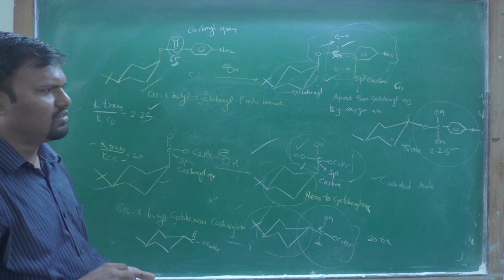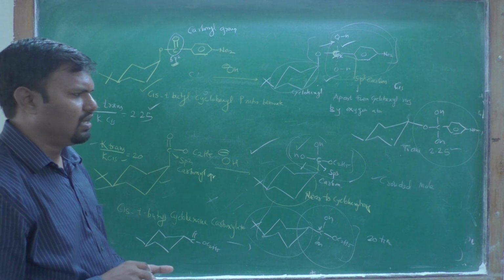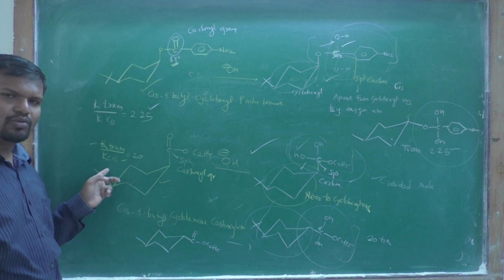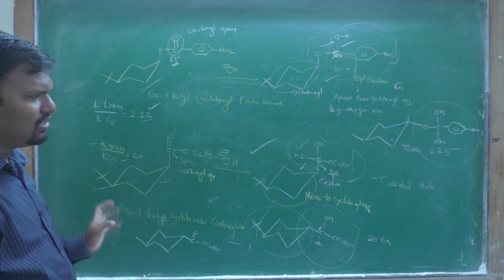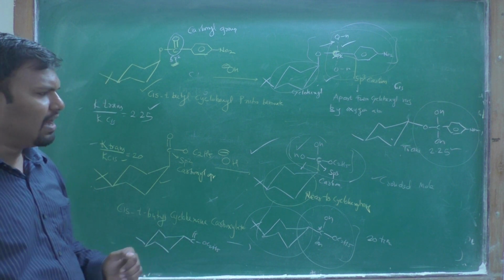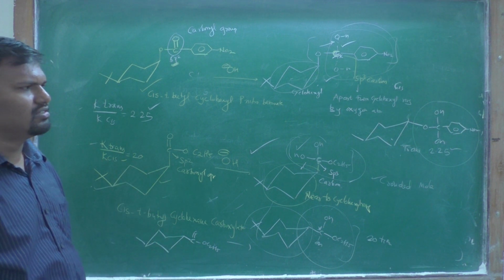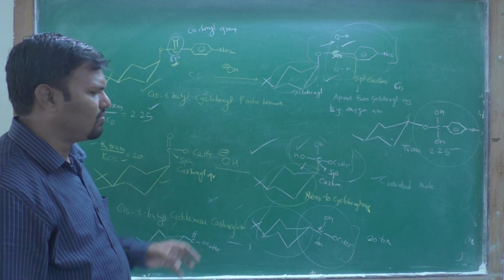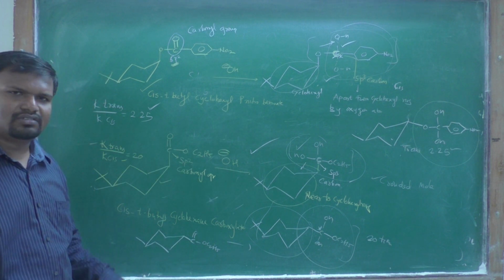We have discussed why K trans upon K cis for the saponification of this particular molecule is higher than for this molecule. Simultaneously we discussed that this reaction is a sterically hindered reaction. This is all about sterically hindered reactions and why K trans upon K cis is higher for this molecule than this molecule.